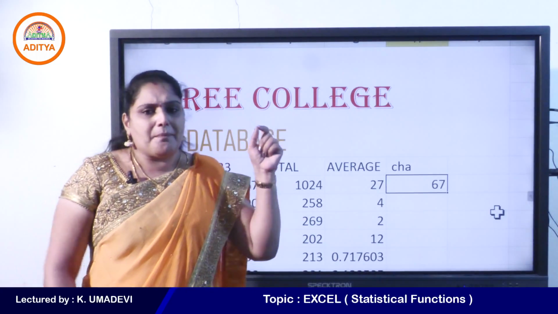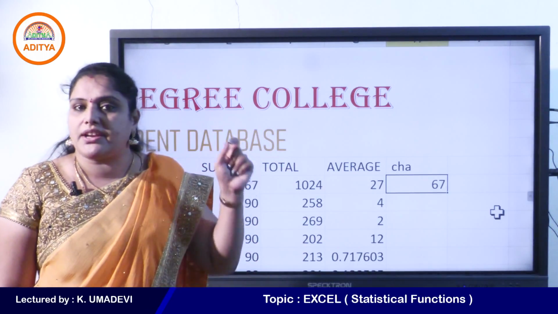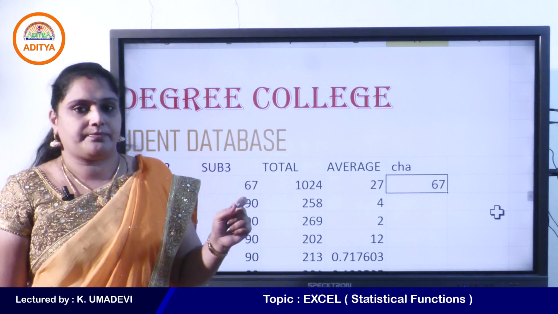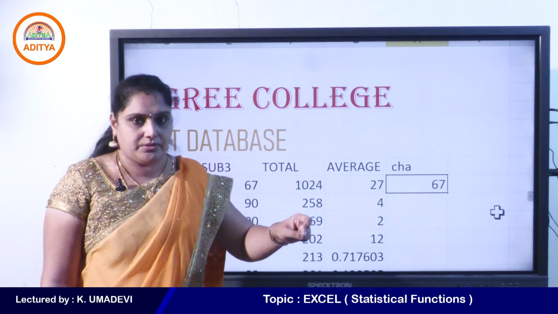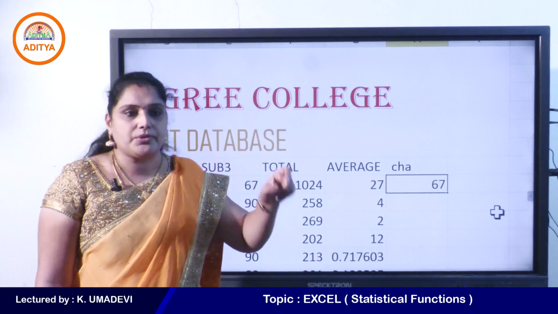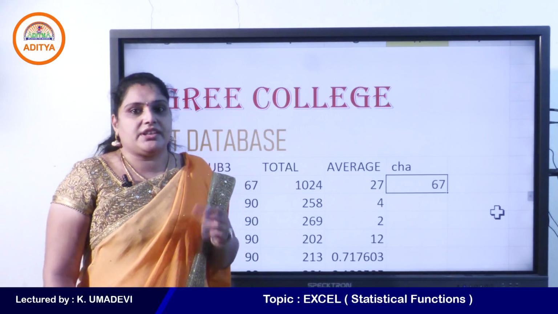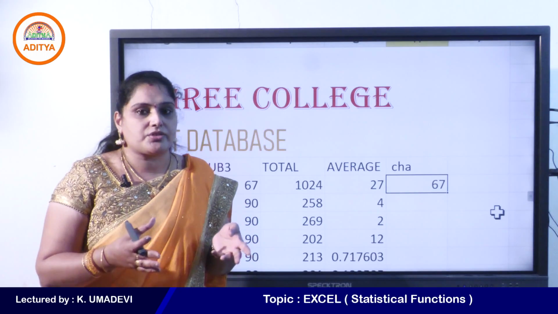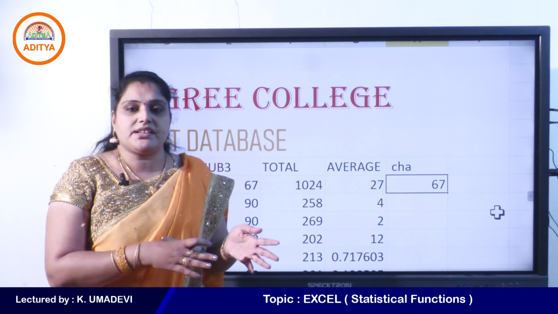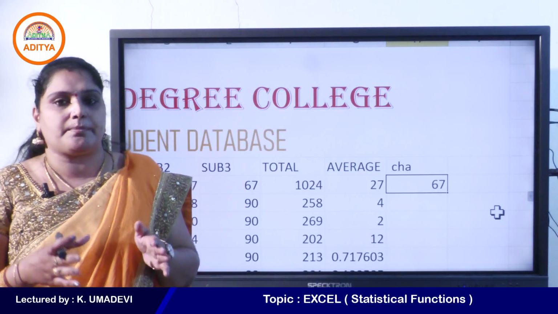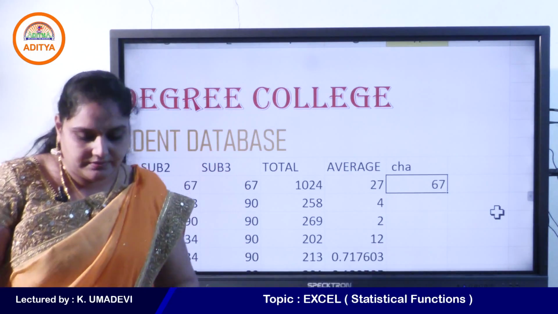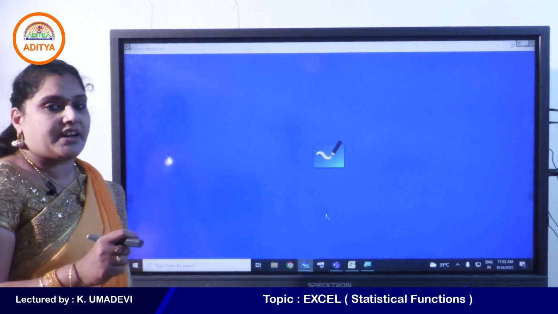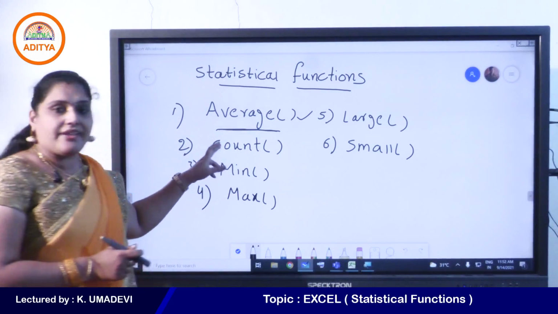Why? Because the max function only gives the largest element in the list, whereas the min function is used to find the minimum value, that is the smallest value in our list. So here the large and small functions are used to display the kth largest and kth smallest numbers in our selected list. Right students, clear? So these are the most common statistical functions, that is average.